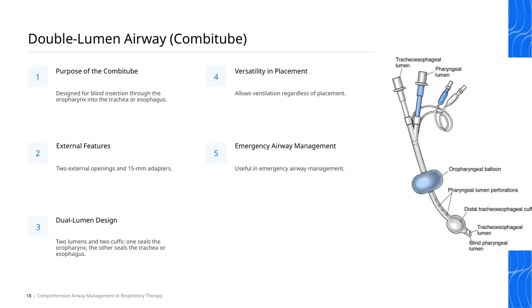The design is specifically intended for blind insertion, meaning it can be placed without direct visualization, through the oropharynx into the trachea or esophagus. Overall, the Combitube is a valuable tool because it simplifies airway management in emergency settings, providing a reliable means to ventilate patients quickly and effectively, even when traditional methods might be challenging.